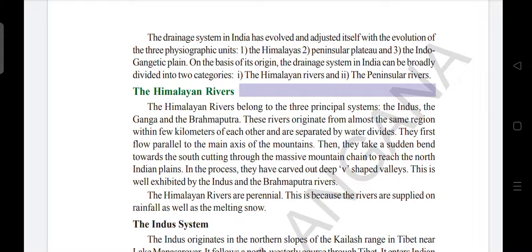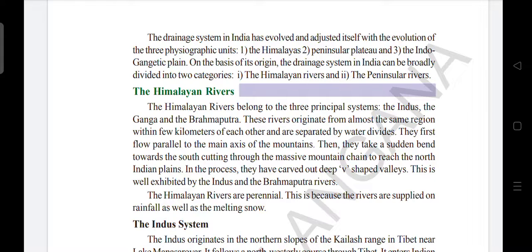By observing the origin of these three physiographic units, the drainage system in India can be broadly divided into two categories. What are they? The Himalayan rivers and the peninsular rivers. So first we will see about the Himalayan rivers.